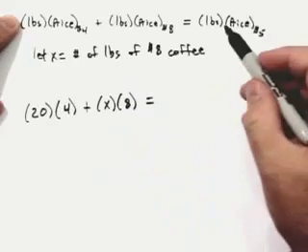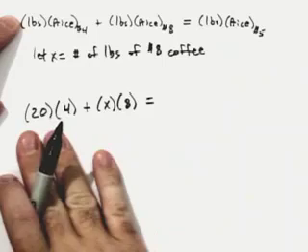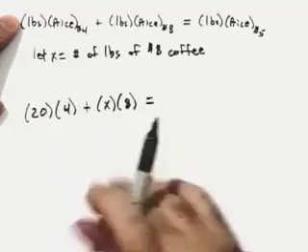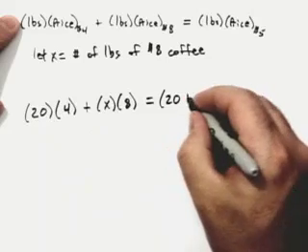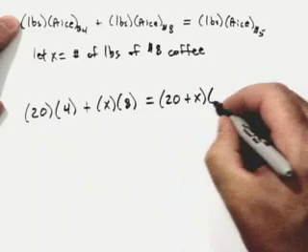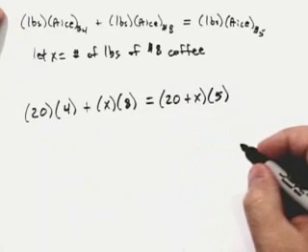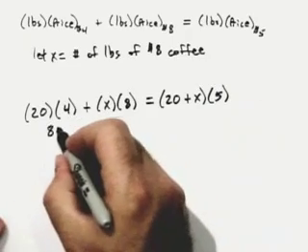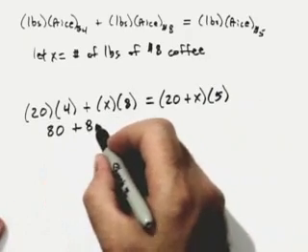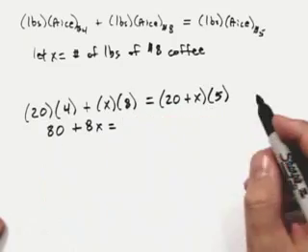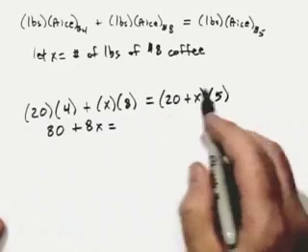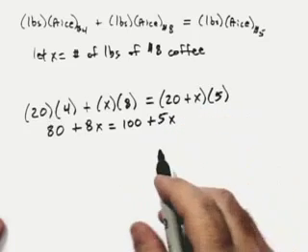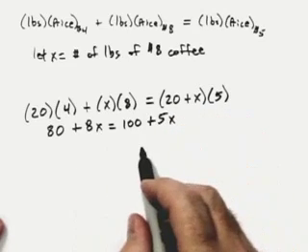Now for the mixture, the total pounds will be the pounds from the $4 coffee plus the pounds from the $8 coffee. So we have 20 plus x as the total pounds. And the price of the mixture was $5 per pound. So now we can solve this equation for x. So we'll have 80 plus 8x is equal to, and on the right side we'll distribute, so we'll have 100 plus 5x. We're going to group the variable terms on one side and the constants on the other.